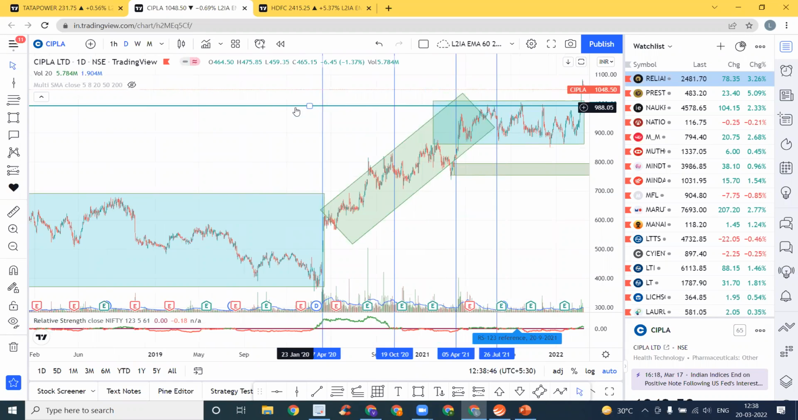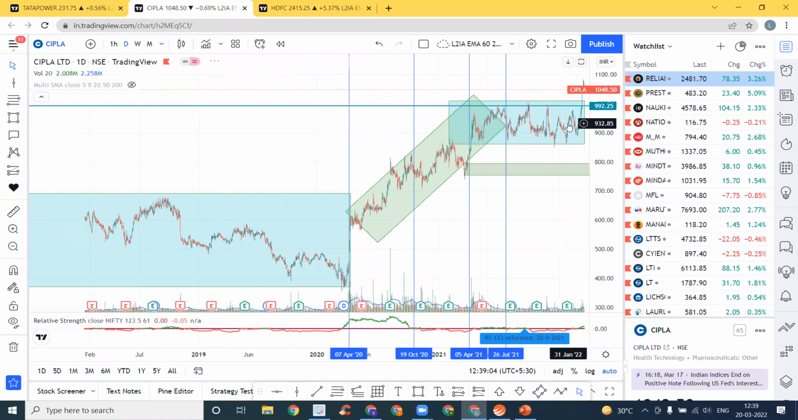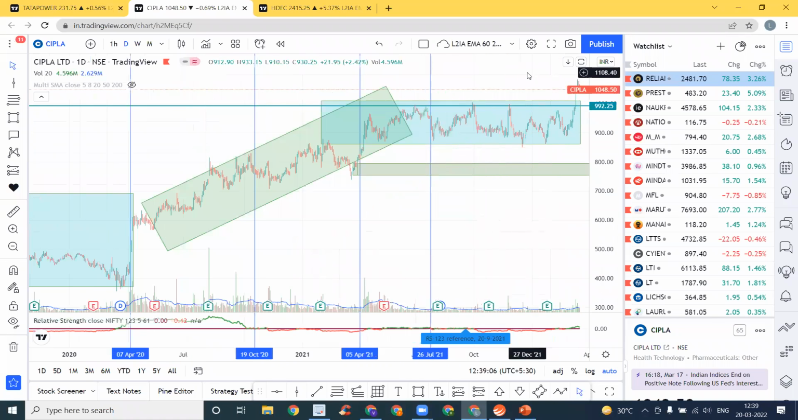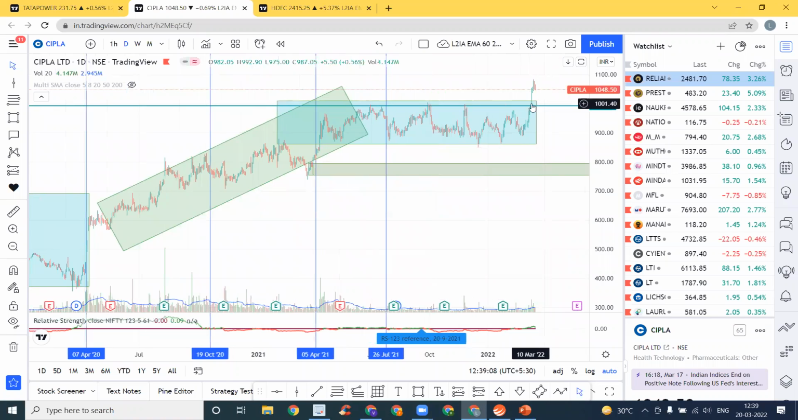This is something advanced which I am teaching you. Even many people on the free channels are not showing you all these things. This is my accumulation phase, consolidation phase. This is my advancing participation phase. This is my distribution phase. And after the distribution phase, Cipla has taken a little bit of positive movement, but many a times after the distribution phase, there is a decline phase.